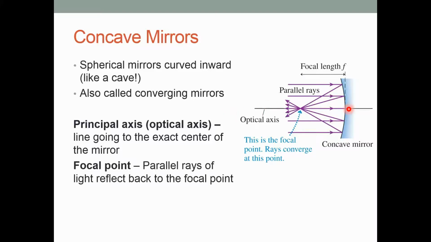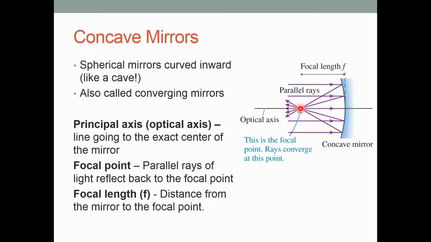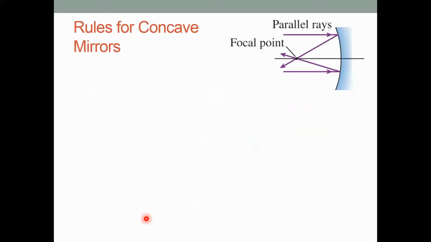We also have a focal point. If light comes in parallel to a concave mirror, it all reflects back to the same point, and this is called the focal point. And we have the focal length. The focal length is the distance from the beginning of the mirror right here to the focal point. And we're going to use this measurement F a lot in equations for mirrors.